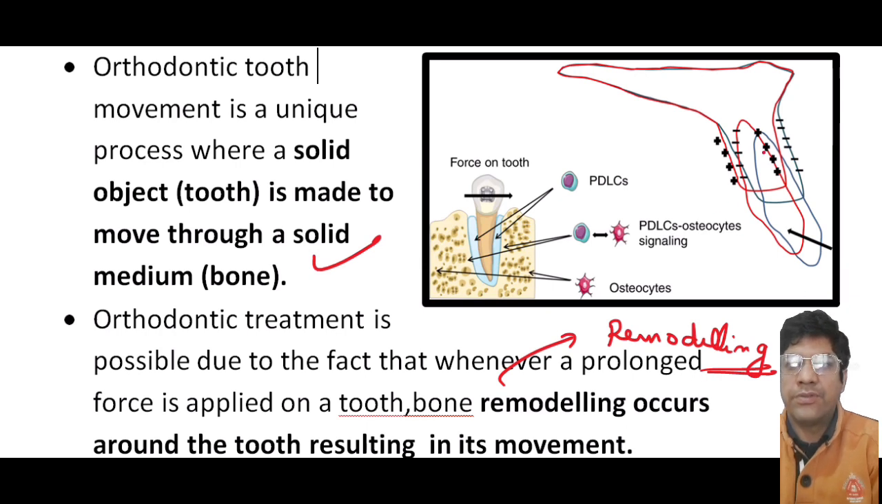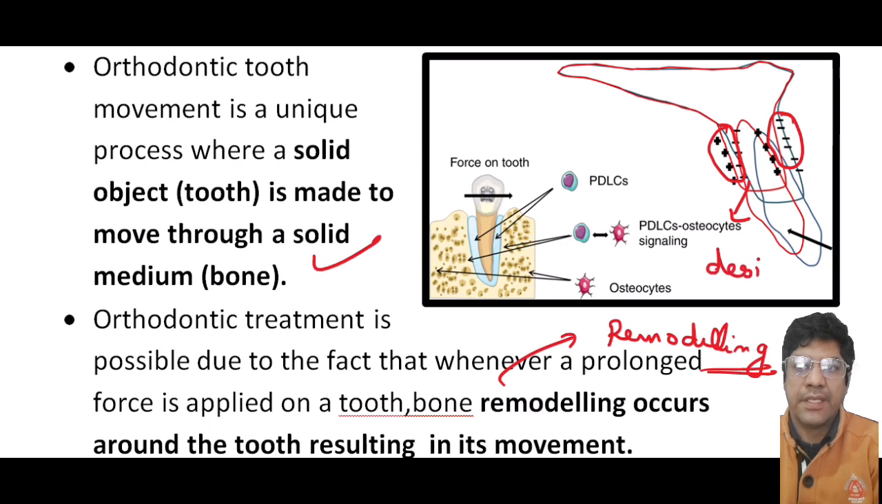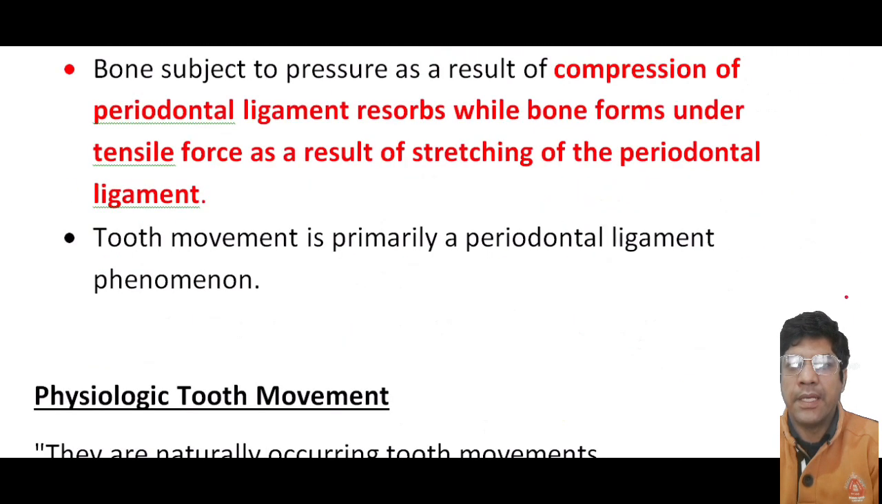So that will allow the tooth to move in the desired direction. So pressure and tension in the periodontal ligament are important in this process.